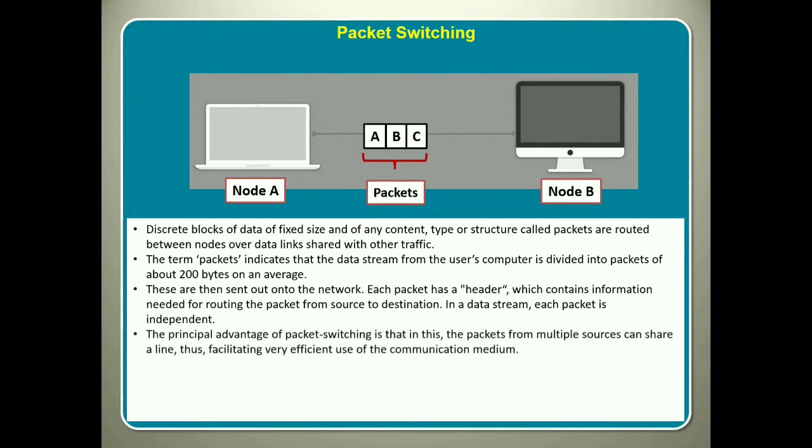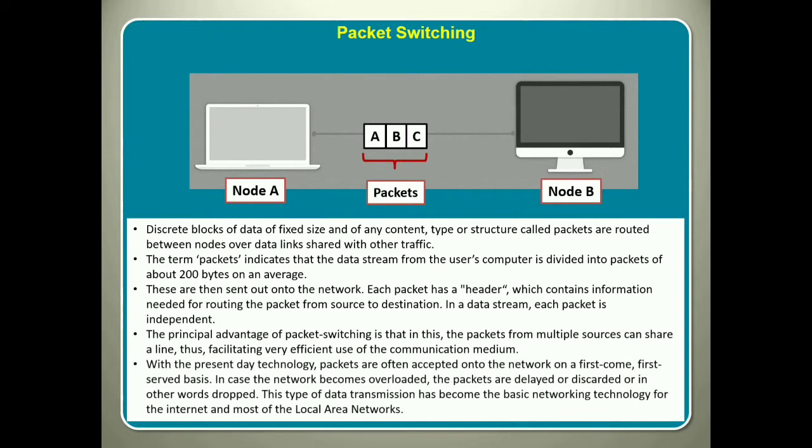The principal advantage of packet switching is that in this, the packets from multiple sources can share a line, thus facilitating very efficient use of the communication medium. With the present-day technology, packets are often accepted onto the network on a first-come, first-served basis. In case the network becomes overloaded, packets may be delayed or discarded, or in other words, dropped. This type of data transmission has become the basic networking technology for the Internet and most of the local area networks.